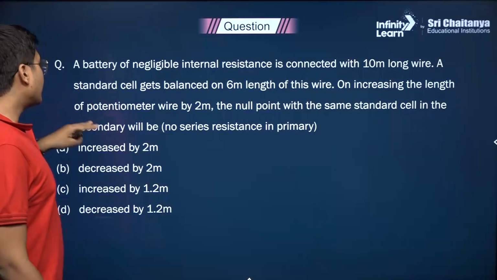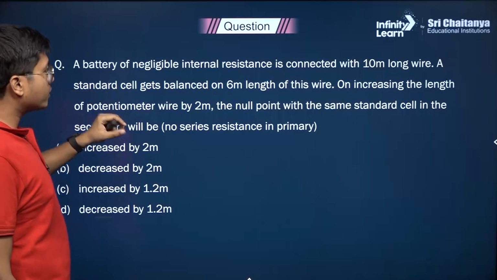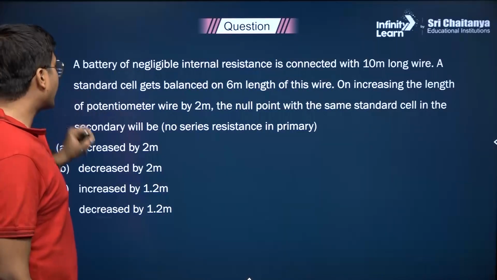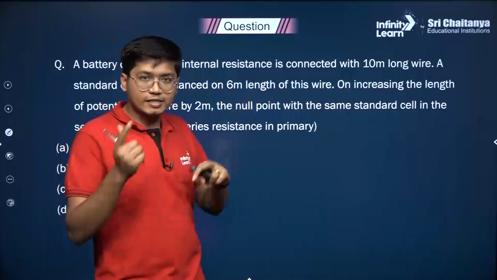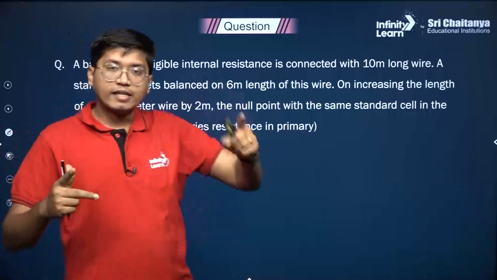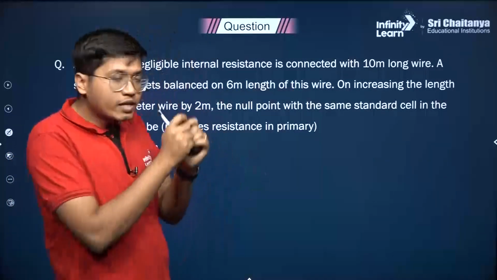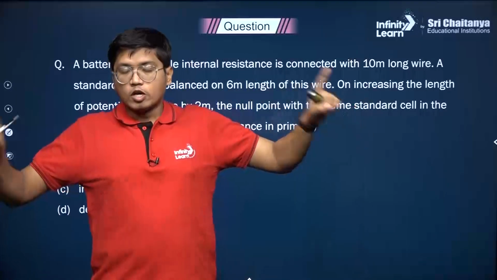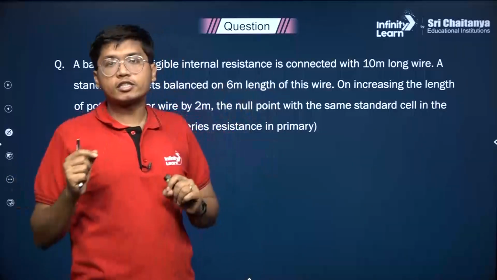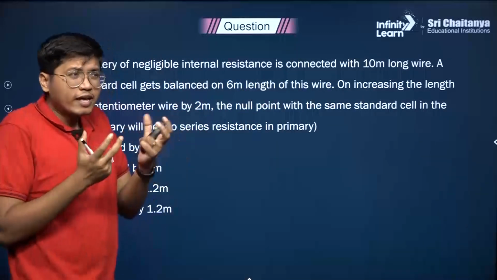On increasing the length of the potentiometer wire by 2 meters, the null point with the same standard cell in the secondary will be? So over here, we are not changing the cell. We are not changing either cell. Instead, we are changing the potentiometer wire itself, making it longer. So let's see what the relation is going to be, because here it takes some sort of a unitary method.